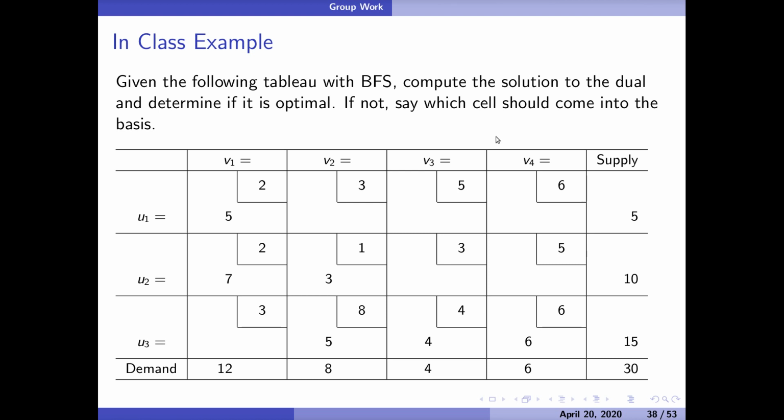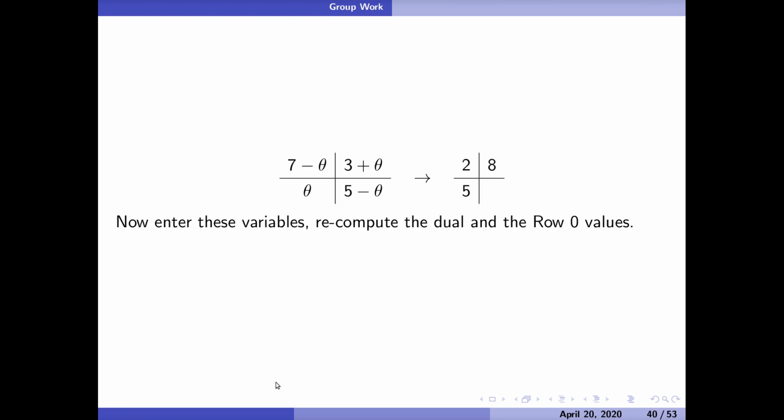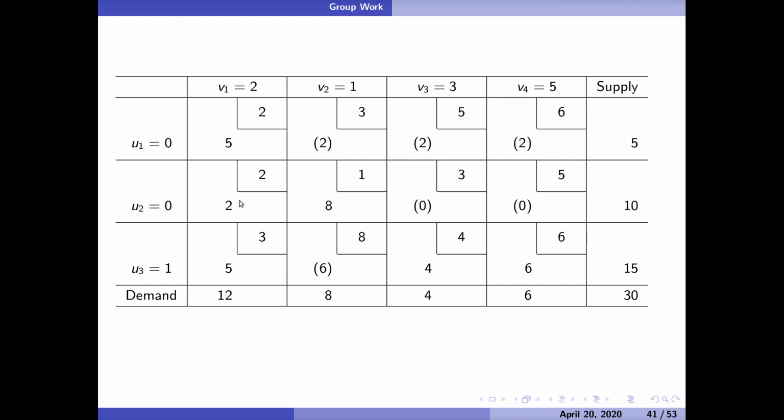Okay, we'll continue. Did you get that? I'll let you take a look at that for a second. Pause it if you need to. So we'll continue on. So this is the cell you're going to need to enter next. Okay, very good. And so if you do that, you end up with a 5 in that position. And so you're removing this variable and bringing this variable in. And so if we do that, we get this tableau.